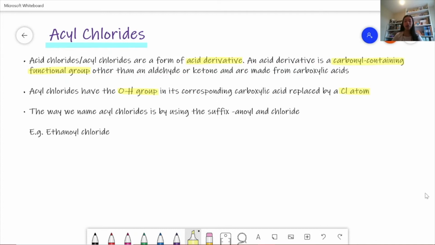So for example, we have ethanoyl chloride. First, because it starts with eth, then we know it's 2 carbons. So if we draw out the corresponding carboxylic acid, we have CH3, C double bond O, OH. So this is ethanoic acid. And acyl chlorides always have the OH group replaced by a chlorine atom. And so this means that ethanoyl chloride is CH3, C double bond O, and then instead of the OH, we have Cl. And so this is our ethanoyl chloride.